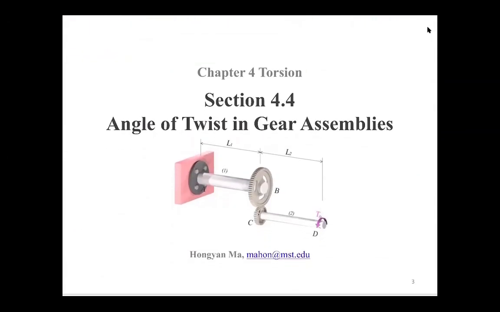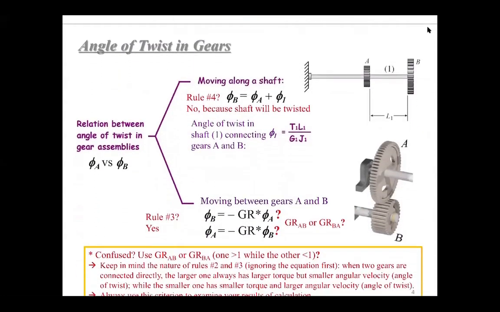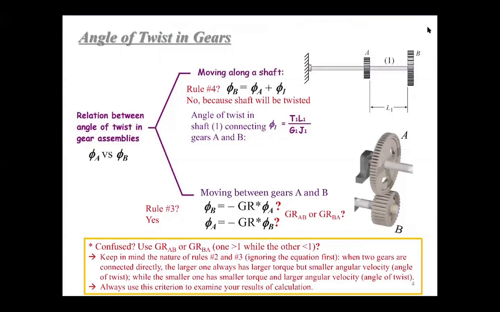Okay, this is a new section called angle of twist in gear assemblies. As we just briefly introduced, if we have these two gears, A and B, they are just connected through a shaft. Then this is moving along a shaft. This will follow our rule number 4.